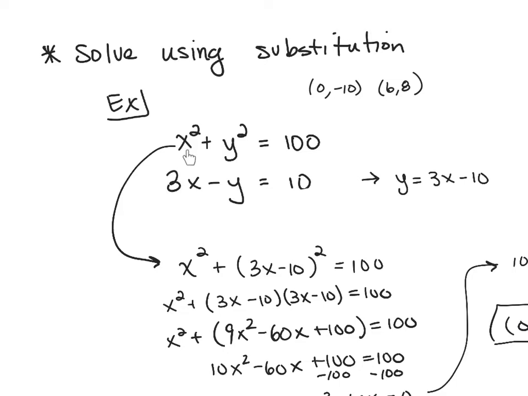So (0, negative 10): 0 squared and negative 10 squared. 0 squared is 0, negative 10 squared is 100, 0 plus 100 is 100. 6 squared is 36, 8 squared is 64, 36 plus 64 is 100. So both of these points satisfy this equation. Now here, if x is 0 and y is negative 10, 3 times 0 is 0, 0 minus negative 10 is 10. And here, 3 times 6 is 18, and then 18 minus 8 is 10. So both points satisfy both equations, so they both are valid solutions.